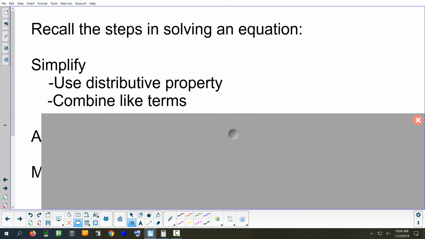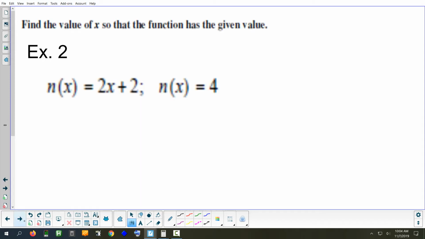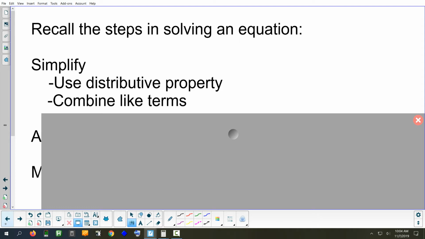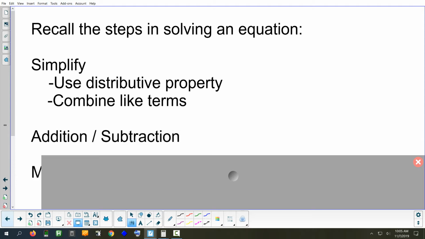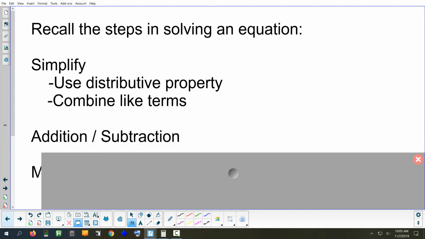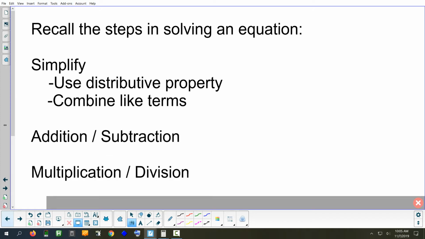Now, you might not have the distributive property in every problem. The first one we're going to do isn't going to have it. What's the A stand for? Addition and subtraction. So if there's any adding or subtracting, we do that next. And what about the M? Multiplication, and that's always your last step. Multiplication and division. Those are the basic steps for solving an equation.